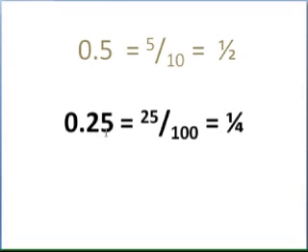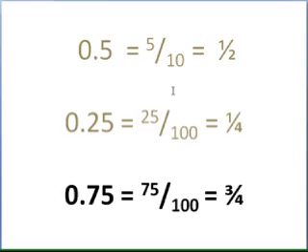Let's take a look at 0.25. Here we have 25 in the numerator, and we have 25 here. And we have two numbers to the right of the decimal. That tells us we have two zeros that come after the 1. And so here we have 25 100ths. 25 100ths simplifies to 1/4.